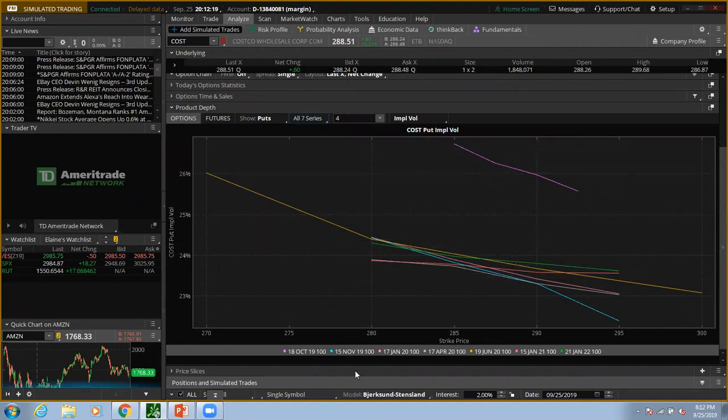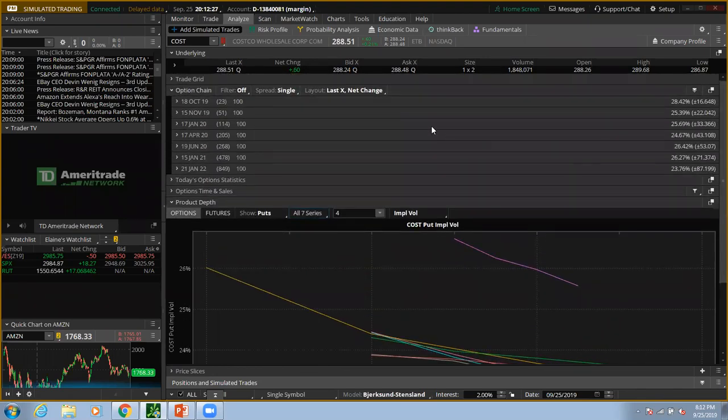I can look down here at the bottom and go, oh, that's October 18th. I bet they've got an earnings call coming up. You can also look up here on your option chain, and these numbers on the far right are the at the money implied volatility for each option series moving on out into time. And so you can see that October 18th is elevated in comparison with these others.